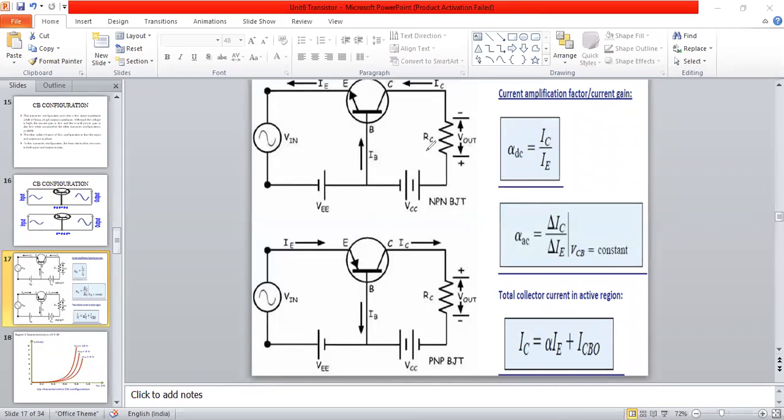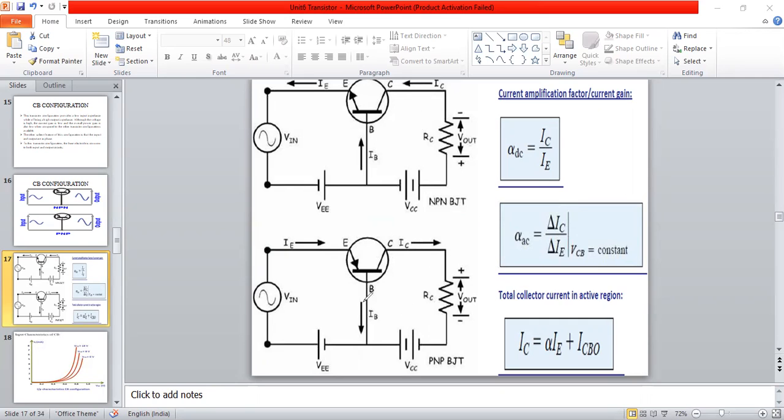I'm not going to explain all the common base, common emitter, common collector diagrams. Any one diagram we can discuss here now. So according to this, I equals IB plus IC. For NPN, I equals IB plus IC. You just consider PNP here now.